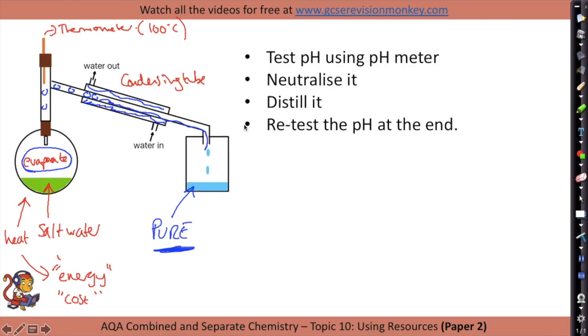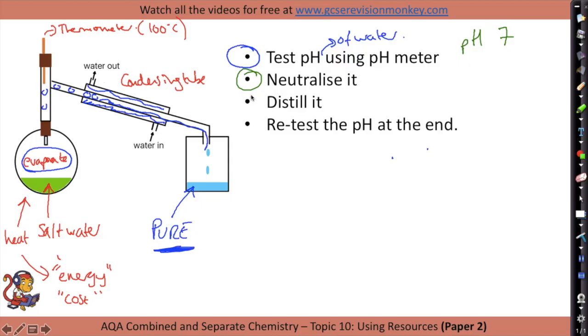Now, what you'd need to do first of all is test the pH of your water using a pH meter, because for you to get the maximum amount of water that you can out of your sample, it will have to be neutralised. And for neutral, you'd want your sample at pH 7. If it's not at pH 7, you'd have to neutralise it. So if it was too acidic, you would have to add an alkali. If it's too alkali, you'd have to add an acid.